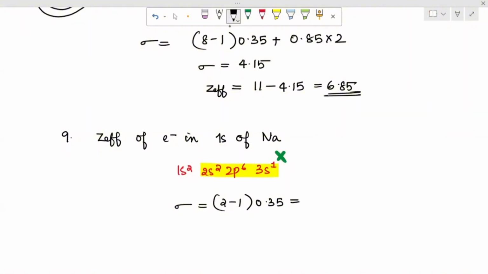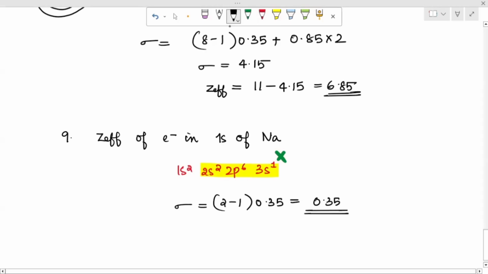Which is 0.35. But then please write a note over here. Note. Important note.